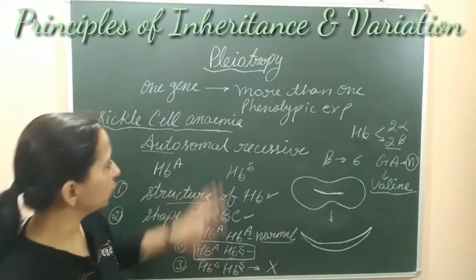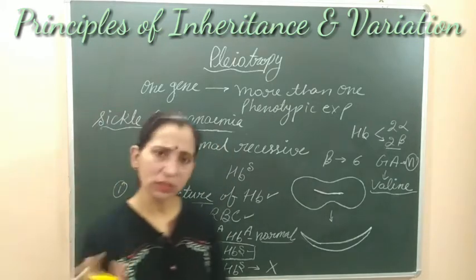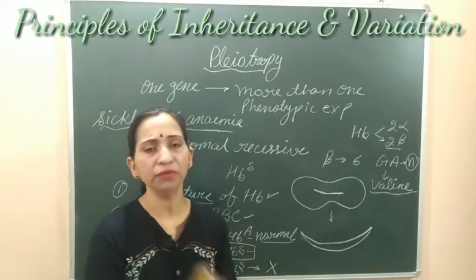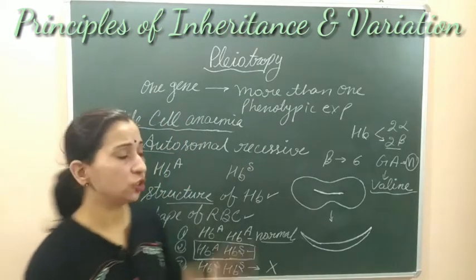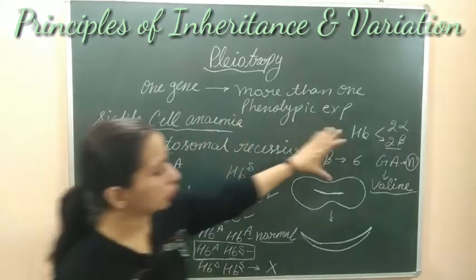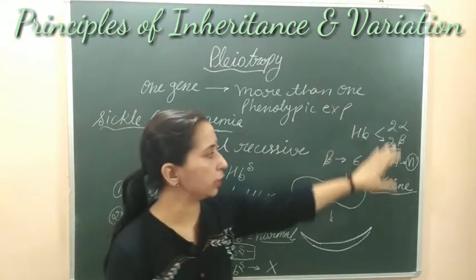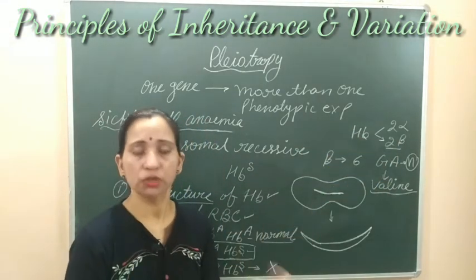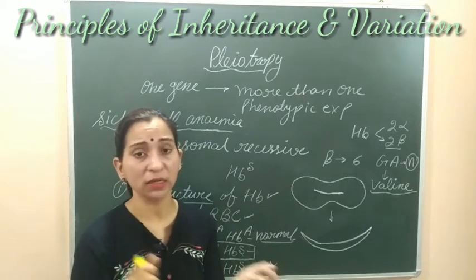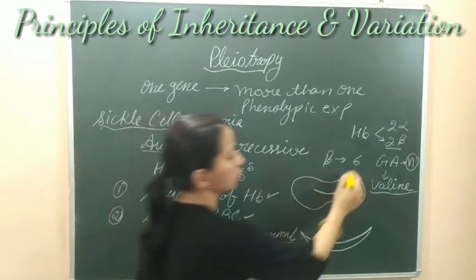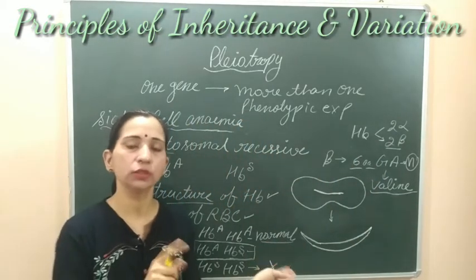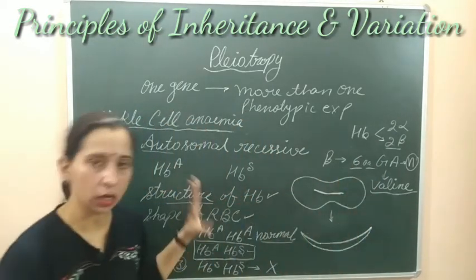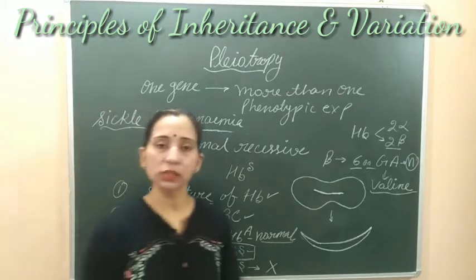So this is about sickle cell anemia. We will discuss sickle cell anemia in more detail when we discuss genetic disorders. At that time we will look at it again properly. Here we should know that the structure of HB has two chains, 2 alpha and 2 beta. The defect occurs only in one beta chain at the 6th amino acid position. The 6th position amino acid gets changed from glutamic acid to valine. That's why this disease occurs. So this is about sickle cell anemia.